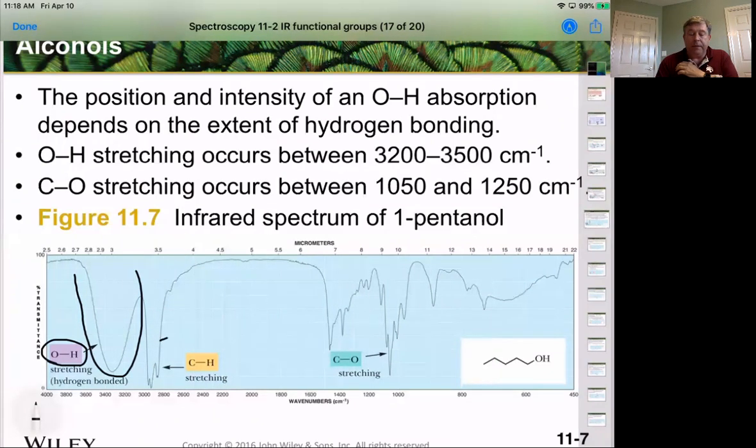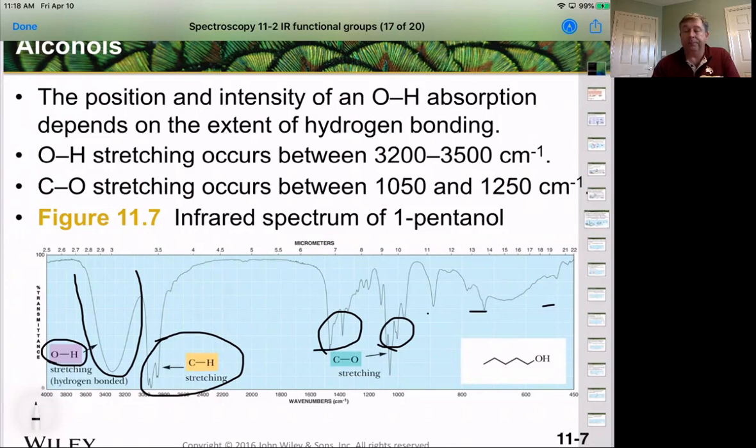We still have the peaks we saw before with our carbon-hydrogen bonds, and we still have our carbon-carbon bonds here, but we add a new peak in our carbon-oxygen section here. This is the carbon-oxygen stretch, and then we have some other peaks that are showing up in the fingerprint region.